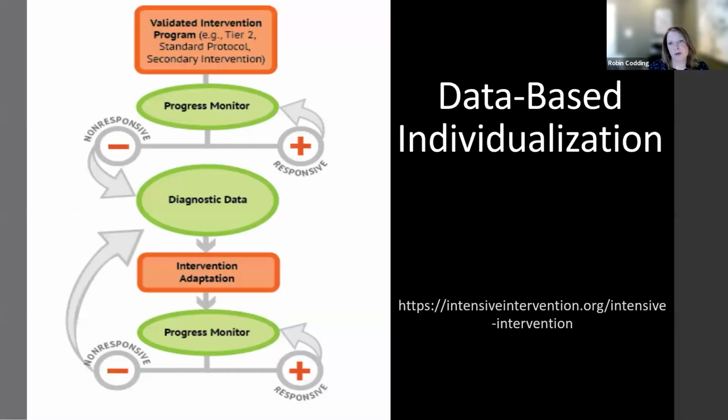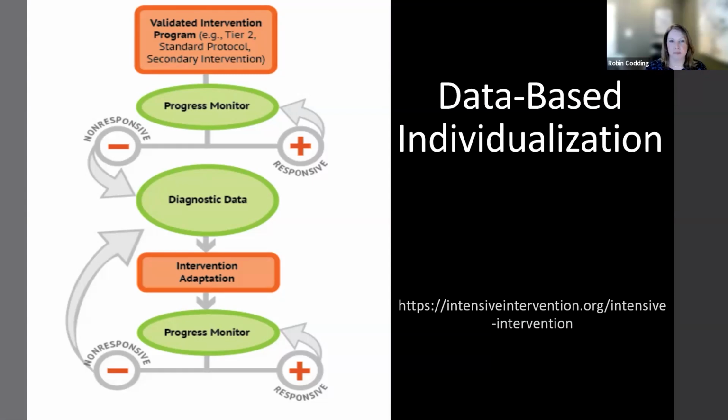If we think about it from that perspective, we might think about it embedded within this data-based individualization model, which you may have seen. This is a model that's talked about by the National Center for Intensive Intervention, and I've got the link here on the website as well. It's the idea that for students needing targeted supports, we're first going to provide them with a validated intervention program. We're going to monitor progress.